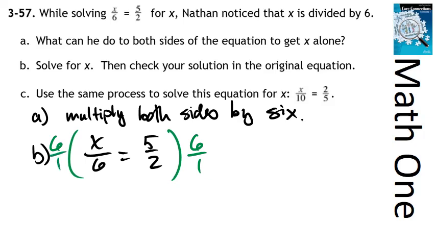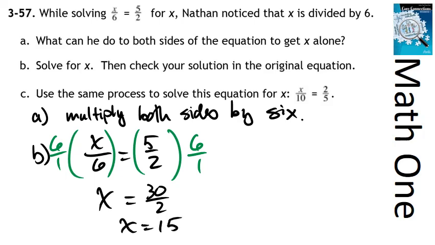So both sides are picking up a factor of 6. And you know what, I'm going to show this like that. There we go. So on the left-hand side, 6 times x divided by 6 is just simply the number x. And over on the right-hand side, that equals 5 times 6, which is 30 over 2, which is 15. So x is the number 15.